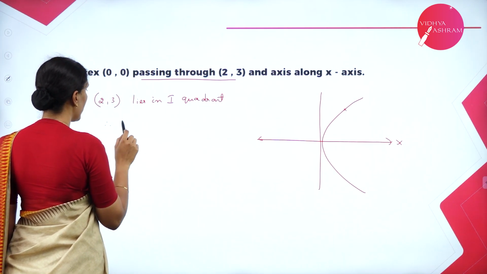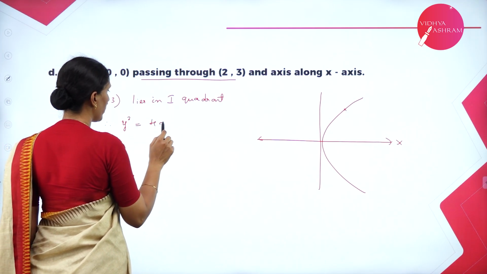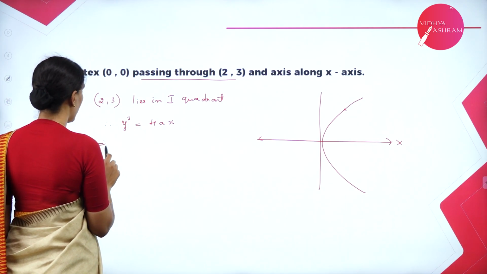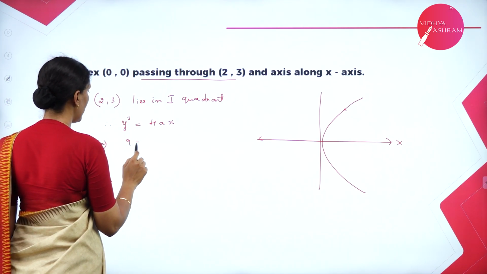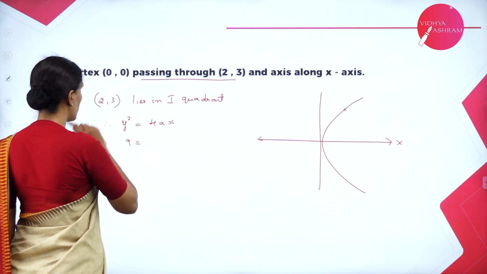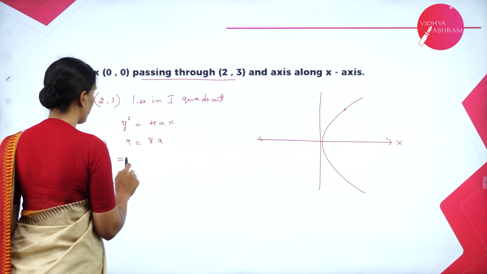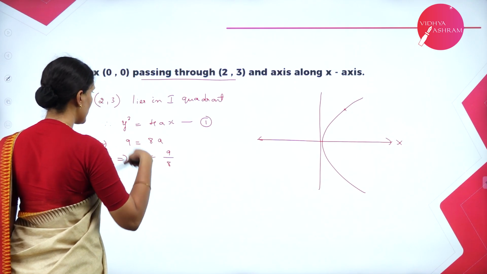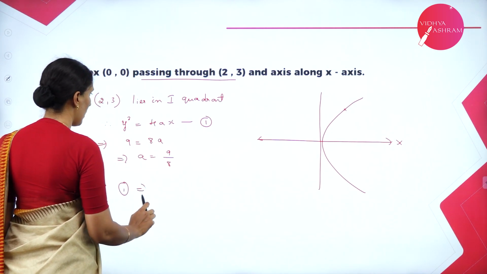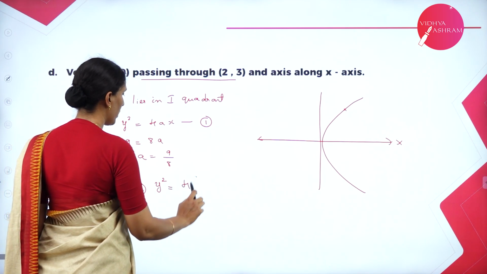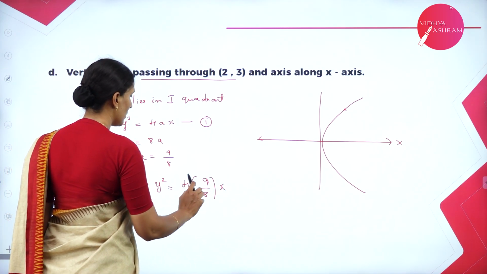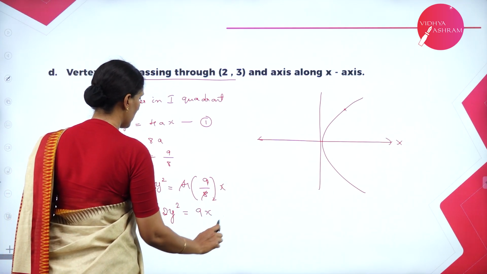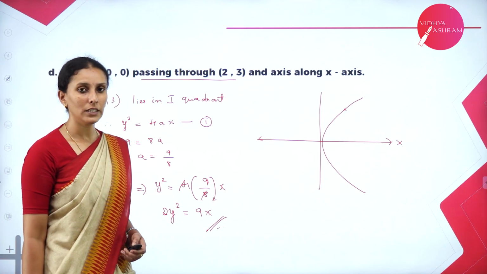So therefore equation is y square is equal to 4ax. Now since this is passing through 2 comma 3, I can put y as 3 which becomes 9, x as 2 which becomes 8a. So therefore a is equal to 9 by 8. Now if I take this as equation 1 and substitute it back in equation 1, I'll get y square is equal to 4 into 9 by 8 x. So cancelling this we'll get 2y square is equal to 9x. So this is the required equation of the parabola.